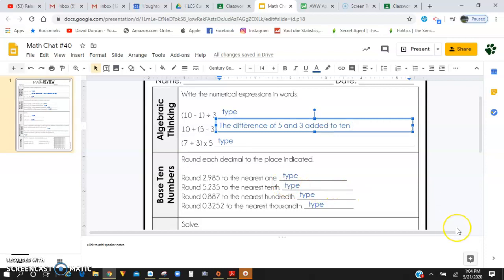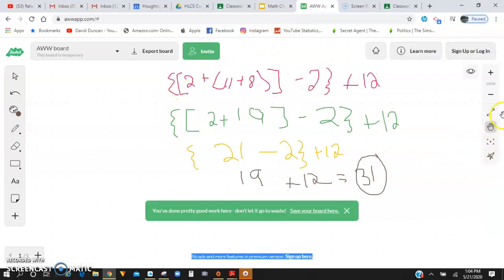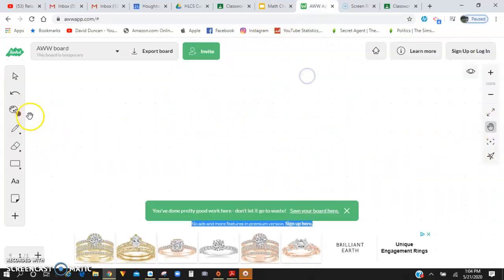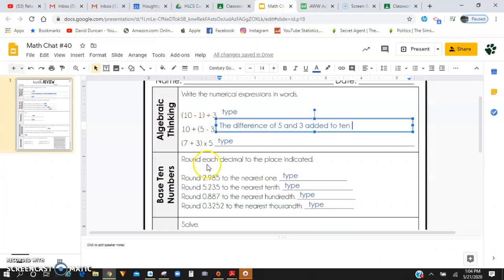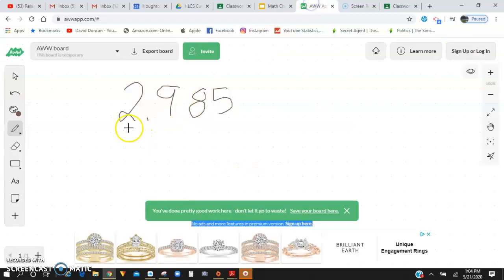Down for base 10, you are going to be doing some rounding. Remember, when you're rounding, you need to look to the neighbor to the right of the place value you are rounding to. So, for example, I have 2.985. So, if I move that up there, I have 2.985 or 2 and 985 thousandths. If I'm rounding it to the nearest 1, I know 2 is my one place value. So I need to look at the neighbor directly to the right.